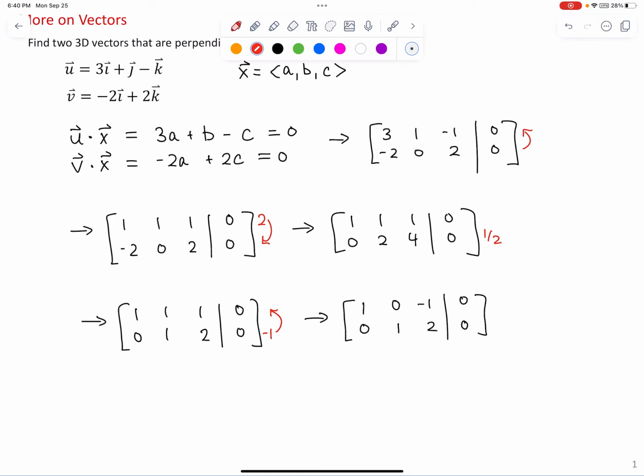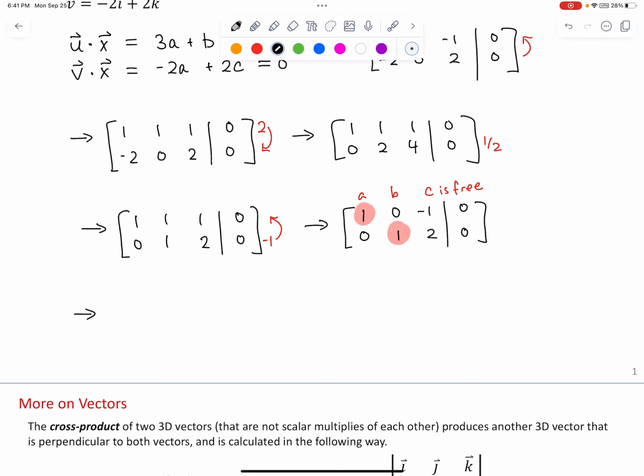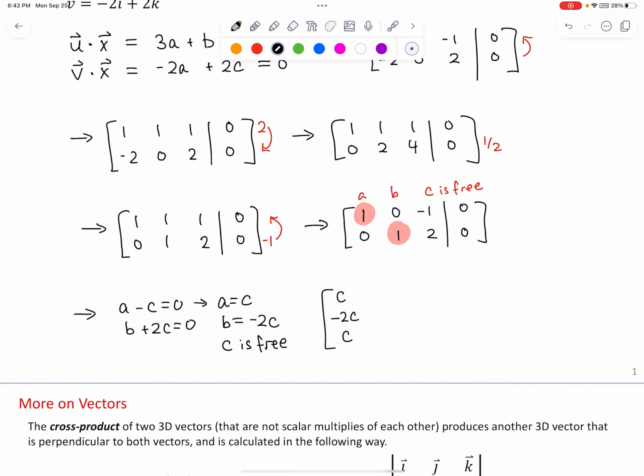The columns were the coefficients of a, b, and c. We can see that there are leading ones in the a and b columns, meaning that c is free. So the first row tells us that a minus c must be 0. In other words, a must be equal to c. And the second row says that b plus 2c must be 0. So in other words, b must be the opposite of twice c. And c is free. This means our solutions have the following structure. A has to be c, b has to be negative 2c, and c can be whatever it wants.